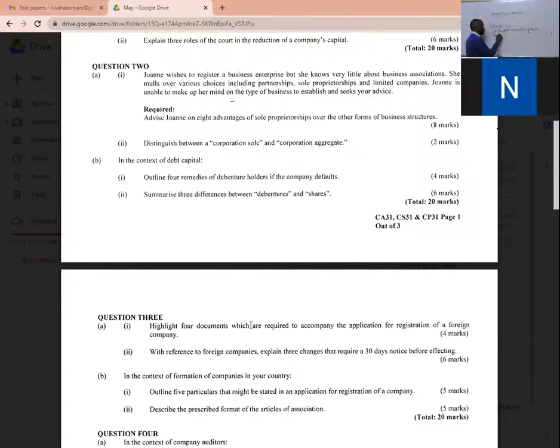So change in location of its registered office in the origin country. Changes of location of its registered office in the origin country.